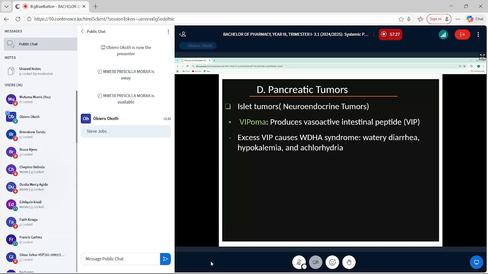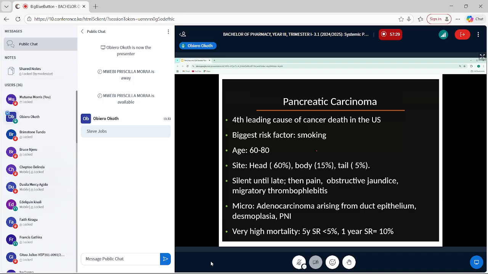They're not common. The main one that we should know is this. When we're talking about pancreatic carcinoma, now we are referring to the exocrine, either the duct or the acini. And this is just a snapshot of pancreatic carcinoma. It's the fourth leading cause of cancer death.